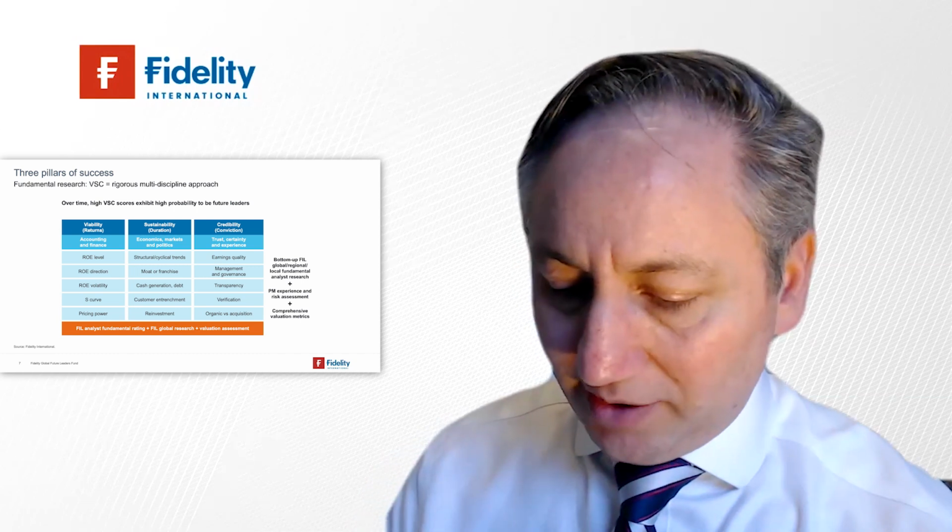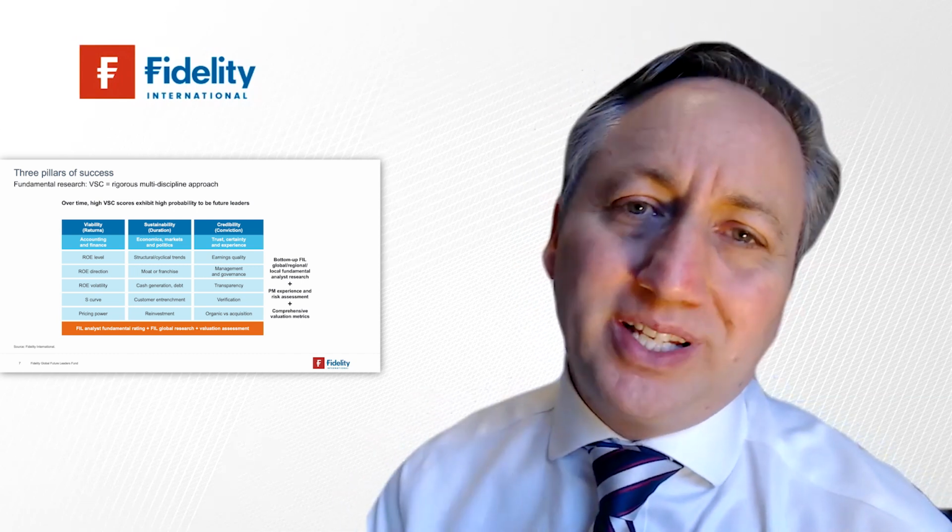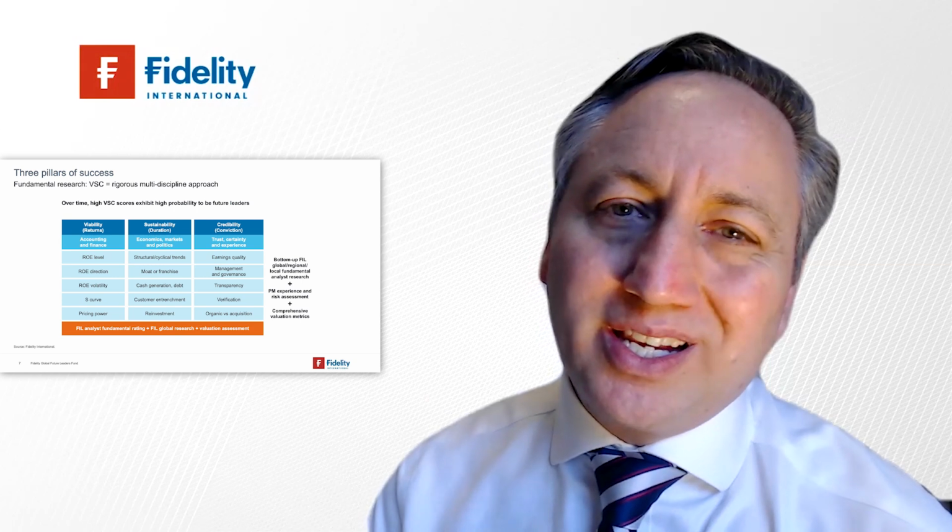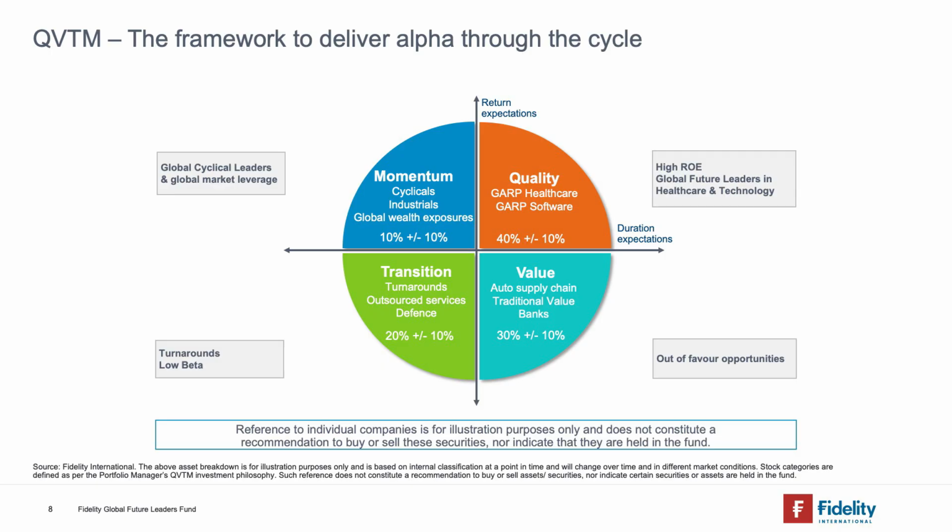And that for me, that viability, sustainability, credibility is really the underlying pillar behind the stock picking process. If we go then to the portfolio construction process, it's quality, value, transition, and momentum. And it's actually the VSC in another paradigm. So if you think about high returning companies with high sustainability, you're looking at a high quality business. And as you go around the wheel, it changes and the nature of the companies change.